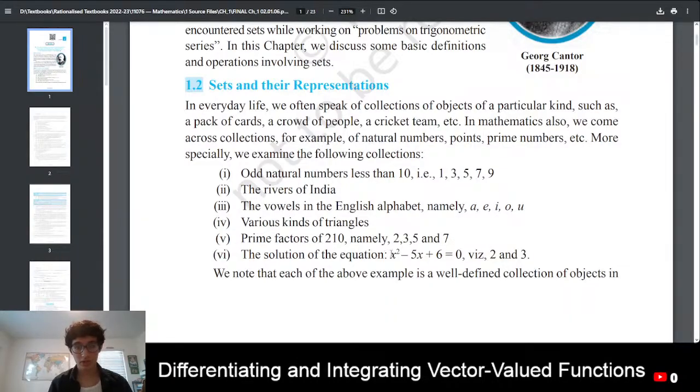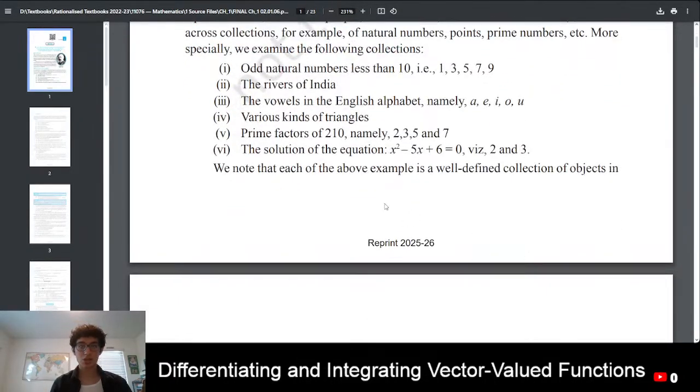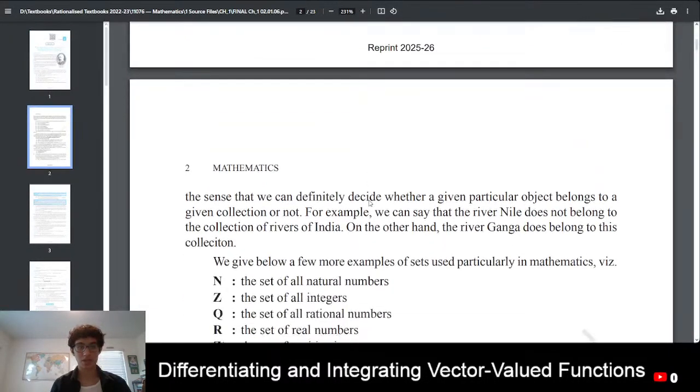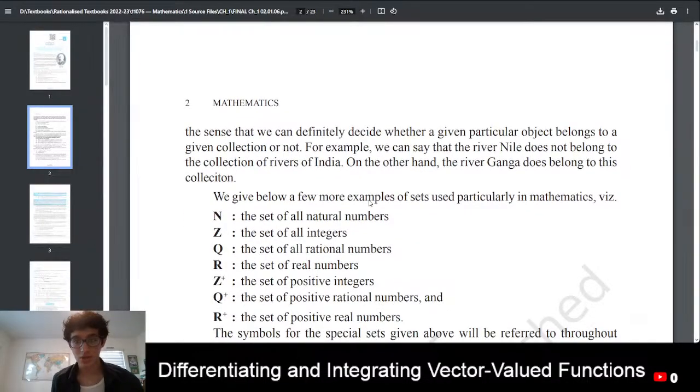The solutions of this equation, right? If you factor it, you'll see that the solutions are 2 and 3. So it's the same thing. The solution of this equation for x would be 2 and 3. You can also write this as just 2 and 3. Each of the above examples is a well-defined collection of objects in the sense that we can definitely decide whether a given particular object belongs to a given collection or not.